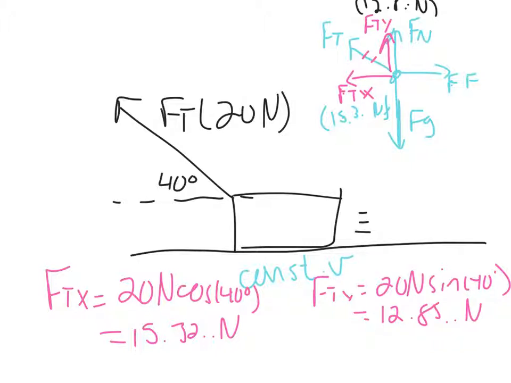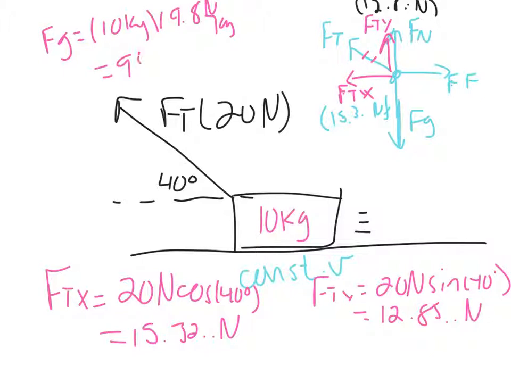I don't have any other information, but let's just randomly give this box a 10 kilogram mass. I can solve for the weight. Fg would equal the mass, 10 kilograms, times 9.8 newtons per kilogram. So this would equal 98 newtons. So weight 98 newtons. Because it's moving at a constant speed, top has to equal bottom, left has to equal right. So since left equals right, my tension force in the x direction would be equal to the frictional force. So friction is also 15.3, keeps on going, newtons.